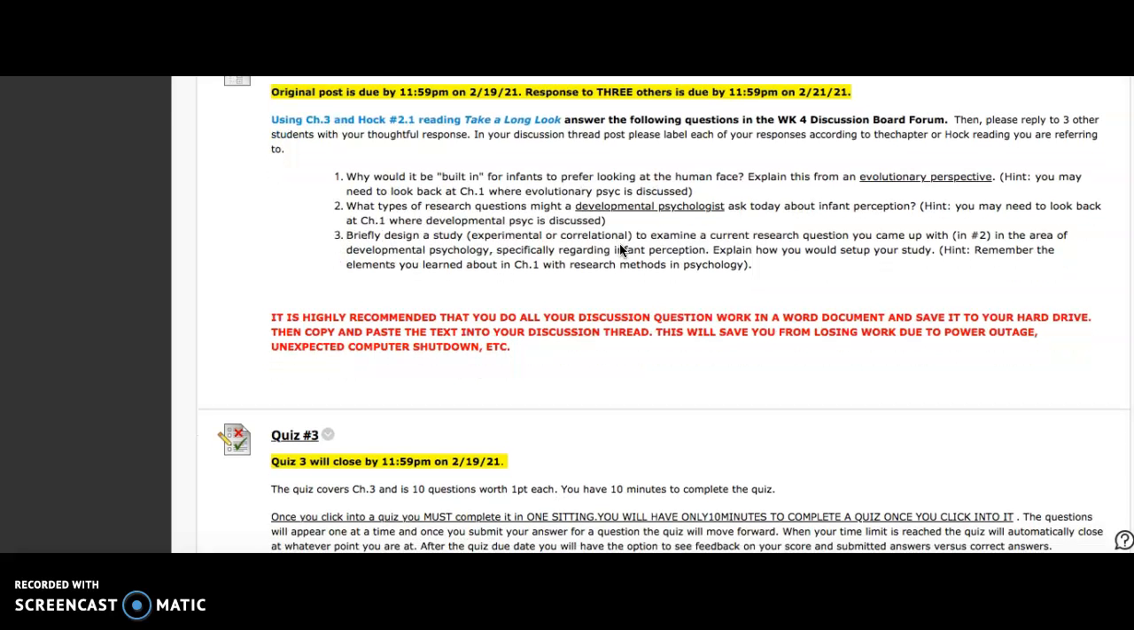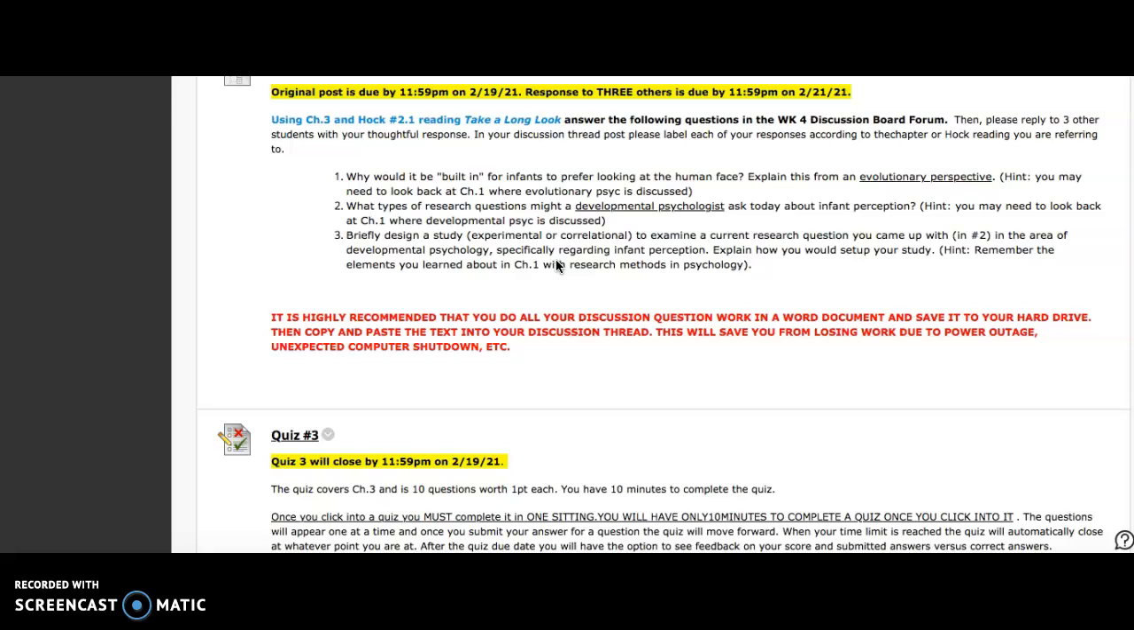And then lastly, you're going to briefly design a study. It can be experimental or correlational. You may need to go back and make sure you understand what those two study designs entail. Design a study to examine a current research question that you came up with in number 2. So in number 2, you're developing some kind of research question that a developmental psychologist might ask about infant perception. And then number 3 is, how would you do a study to answer that question? What kind of methodology would you use specifically to be able to answer that kind of question?